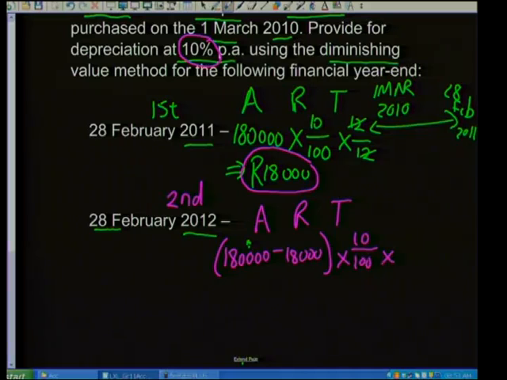And again, it's at the end of the second financial year. So 12 over 12, which cancels off. So for the second financial year, my depreciation would be, let's get the calculator out.